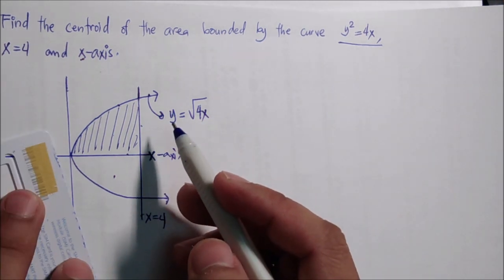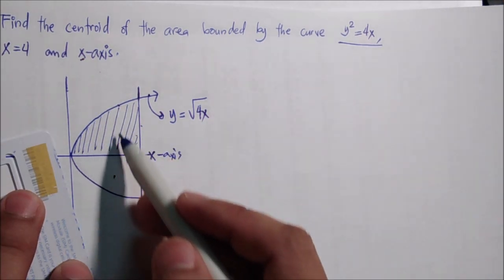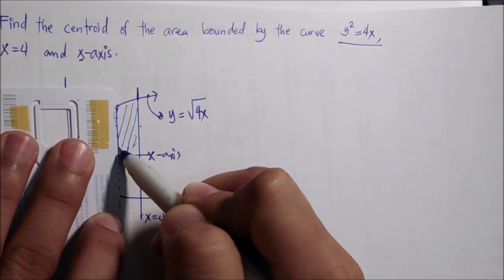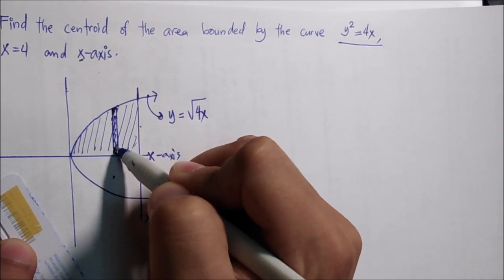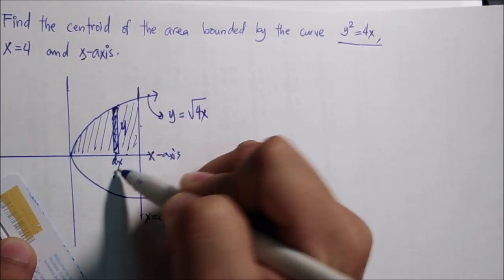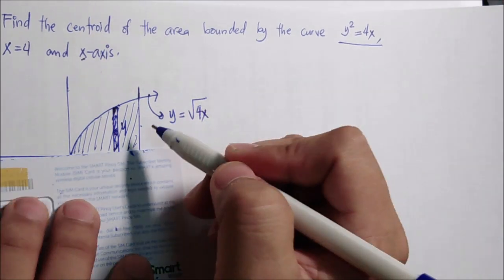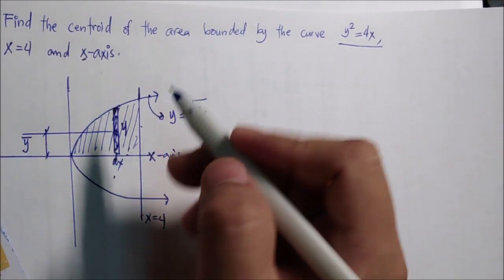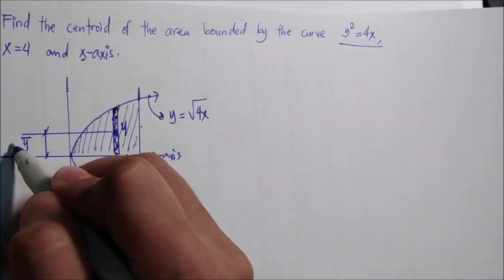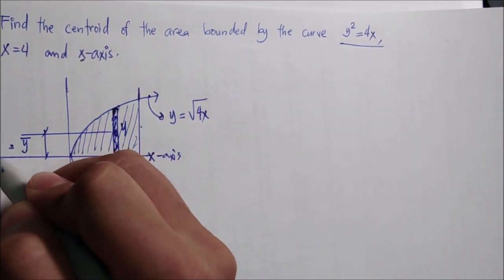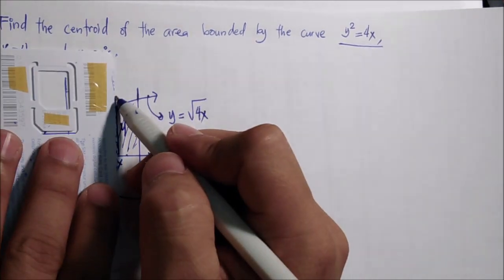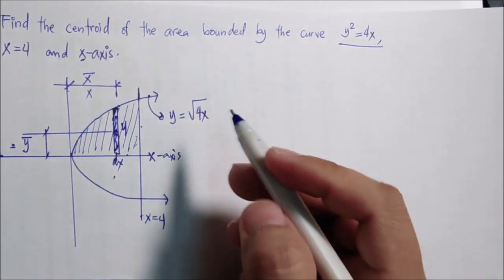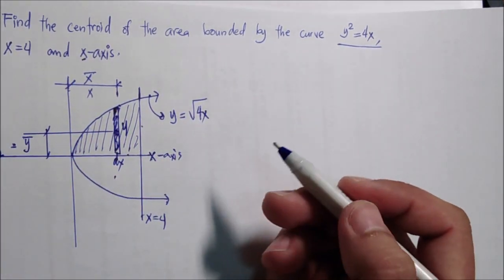Here we will use either horizontal or vertical strips. Let's use y dx, and the centroid is here. This will be our bar y. Bar y will use the concept of y over 2, and this is bar x. It will always be x.